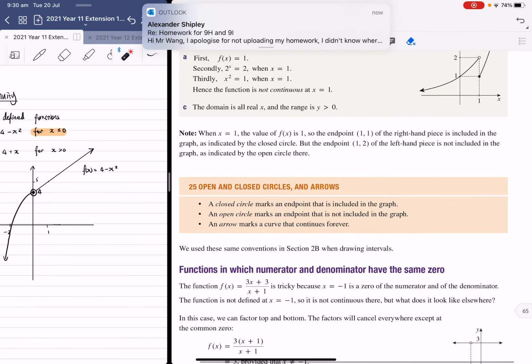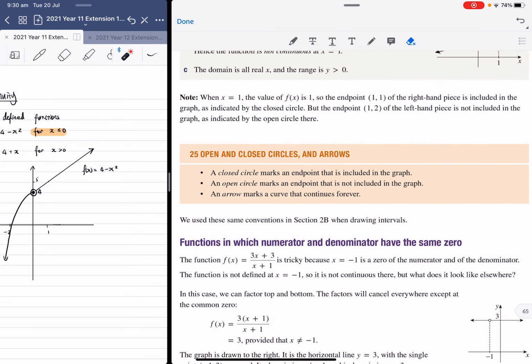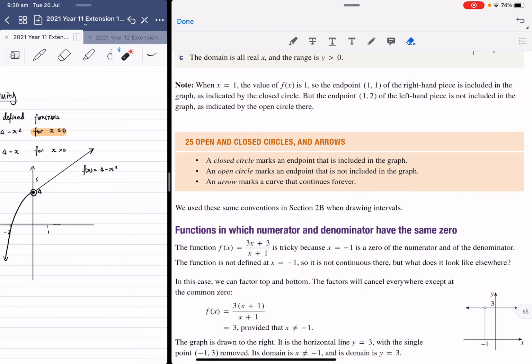I think they mentioned something about open and closed circles, and arrows. A closed circle makes an endpoint that is included in the graph, and an open circle marks an endpoint that's not included in the graph, and then an arrow marks the curve that continues forever. So we've done this before, which is very similar.